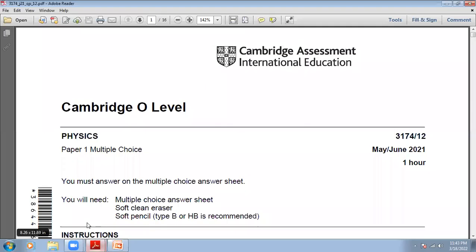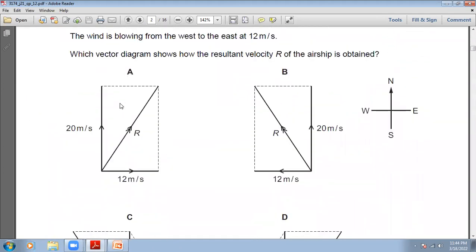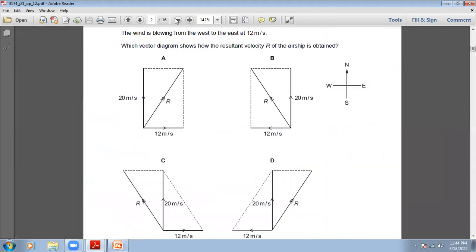Okay, so on your screen, this paper is showing up. This is basically Physics 5054, Cambridge O levels physics. But because that was a special exam which was conducted in July 2021 in Pakistan, they changed the code of the subject. They gave it the number 3174, and they only took the MCQ paper in Pakistan. So we are going to attempt that, and 1 hour is allowed. So the first question is coming up on your screen. Here we go.